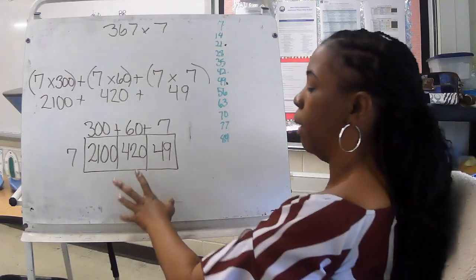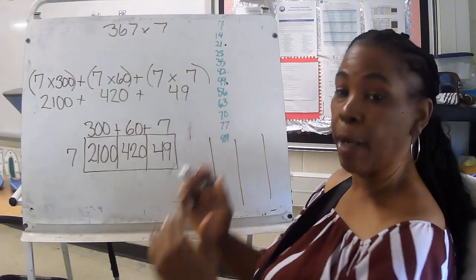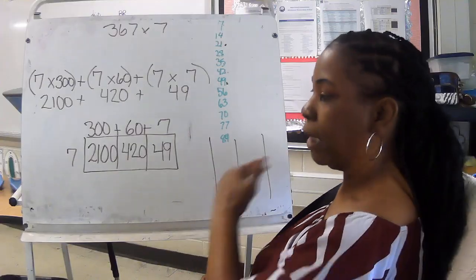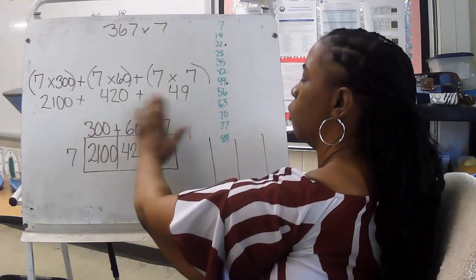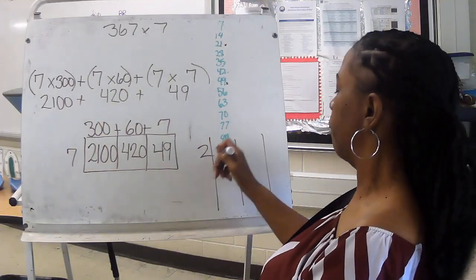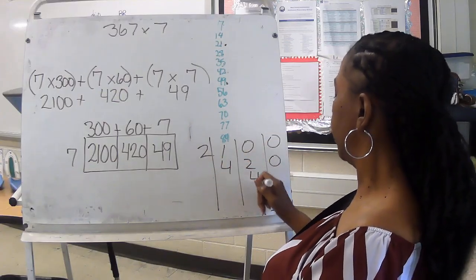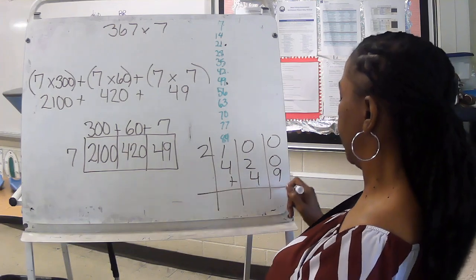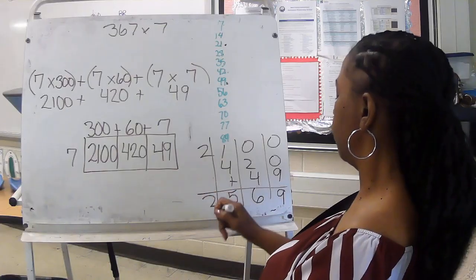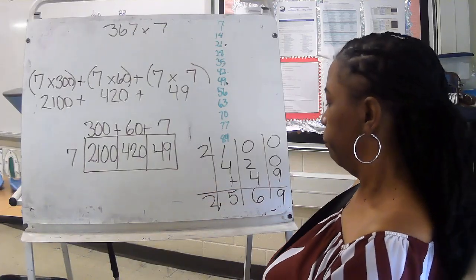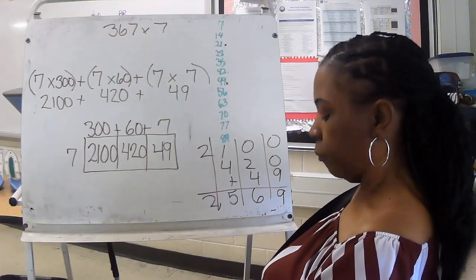Now what we're going to do with the area model, we're going to do our three lines. That helps us with our place value. Okay? And keeping things nice and neat and in order. And we're going to do the same thing to the 2100 plus 420 plus 49. So I have my 2100, my 420, and my 49. And we're going to add that, and we have 9, and 4 plus 2 is 6, 4 plus 1 is 5, and then we have 2. 2,569. Okay? And that's what we also got on our previous problem.